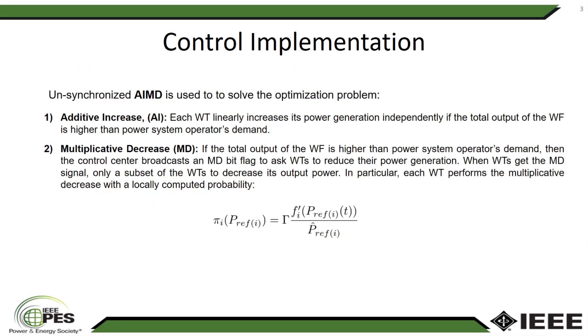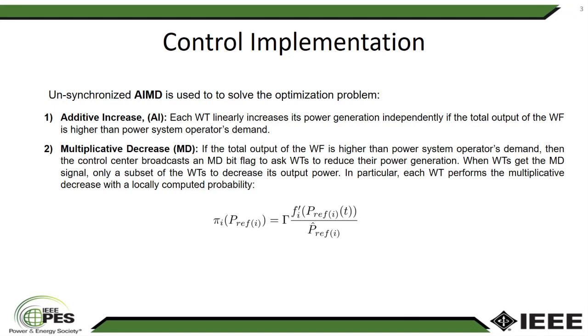To implement the optimal control, we utilized a decentralized control strategy called unsynchronized AIMD. This control includes two core stages. The first one is called additive increase, which means each wind turbine linearly increases its power generation if the total output of the wind farm is lower than the power system operator's demand.